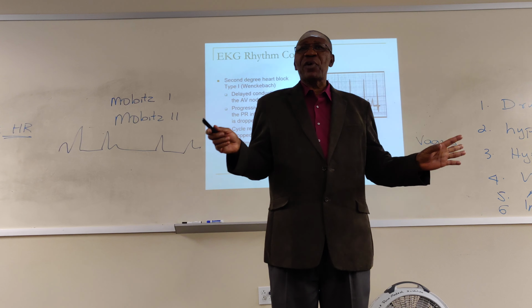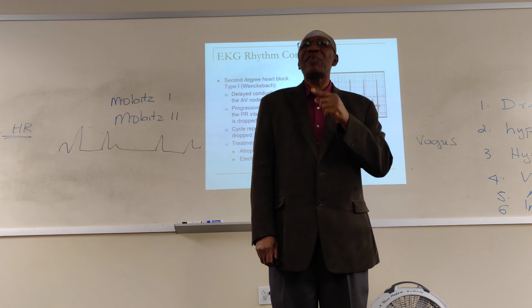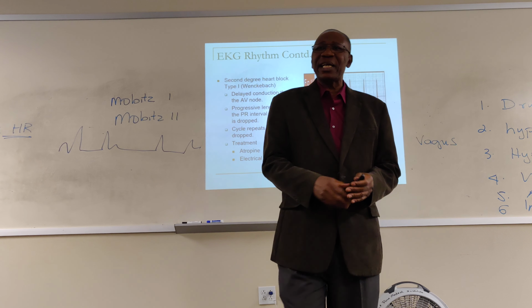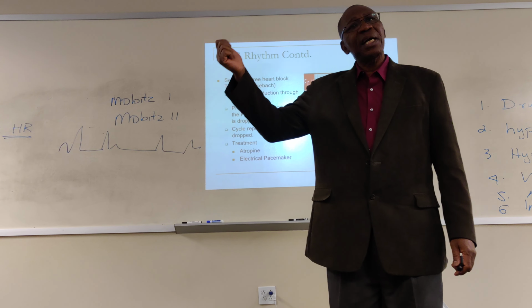Now, from today going forward, just call a pacemaker AV node, period. Pacemaker is AV node. Because what's going to happen is, when those electrical signals are coming from the SA node, the pacemaker grabs them and shoots them down the line. That's all it does. But we're not going to use it. We're going to get it ready in case, because second degree heart block may transition to third degree heart block, which is the most dangerous of the three blocks, okay?